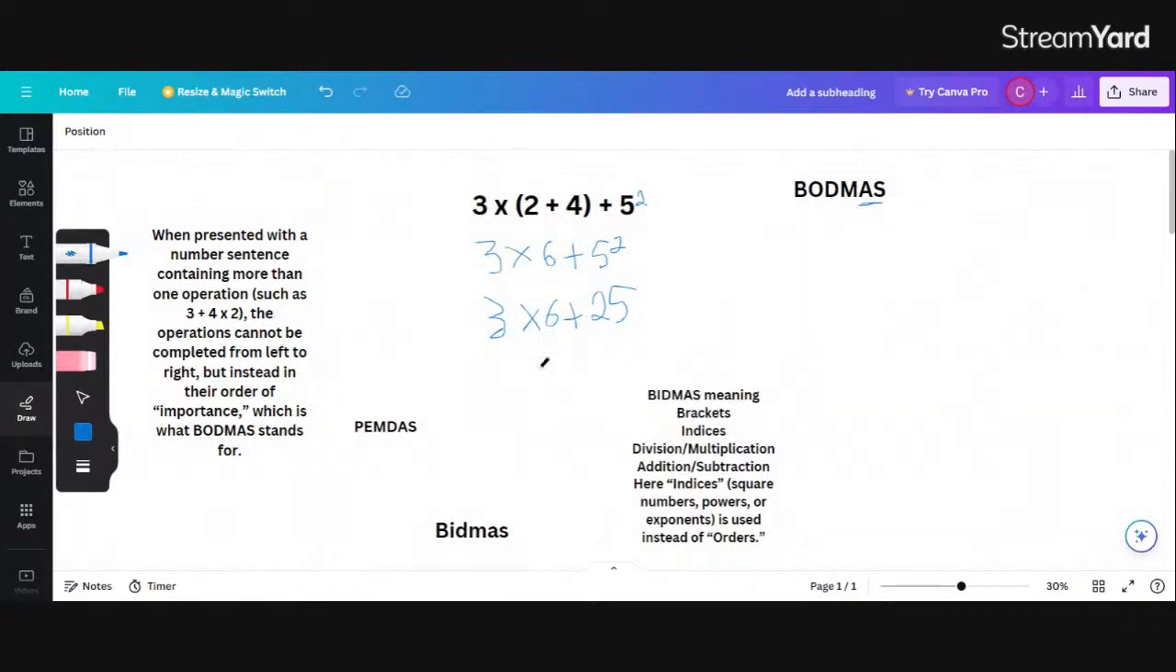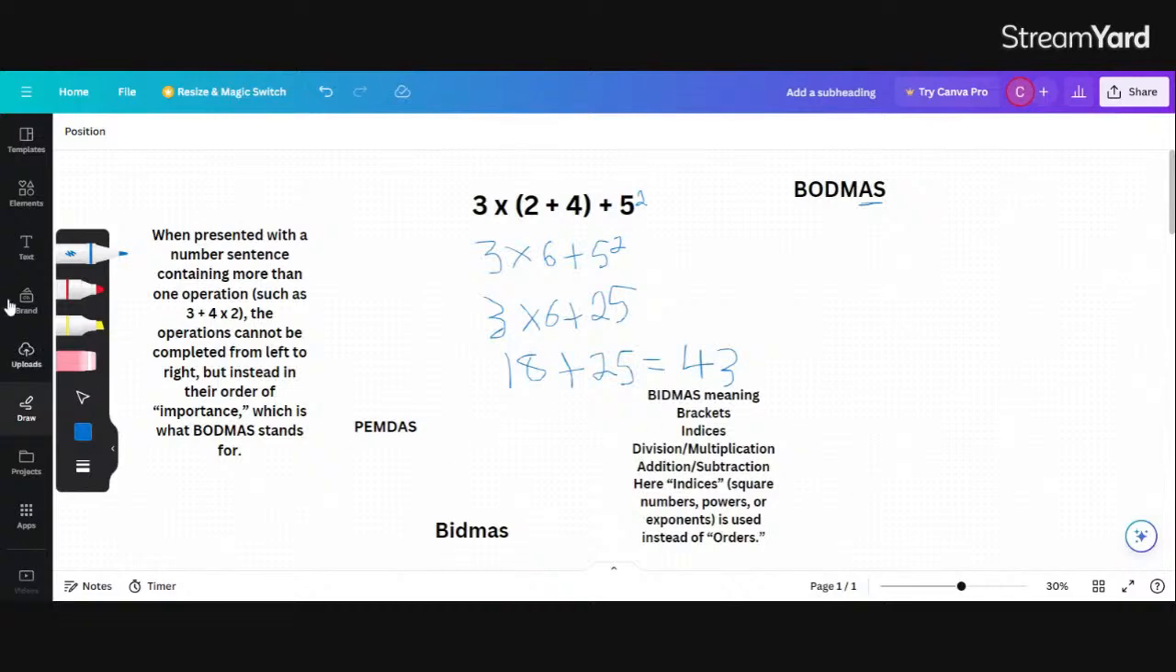Okay. Then after that, it says multiplication must come first before addition and subtraction. So when you have a look here, we have multiplication here, and that should come first before the addition. So 3 times 6 will give you 18. You have to go for 18 plus 25. That will give you 43. So you can see how it works.